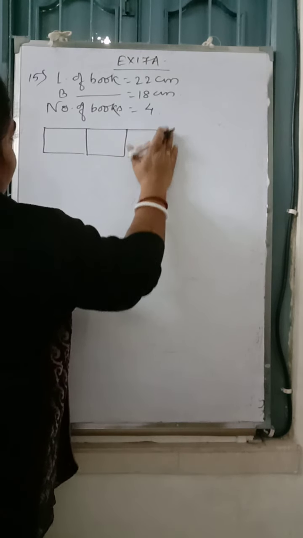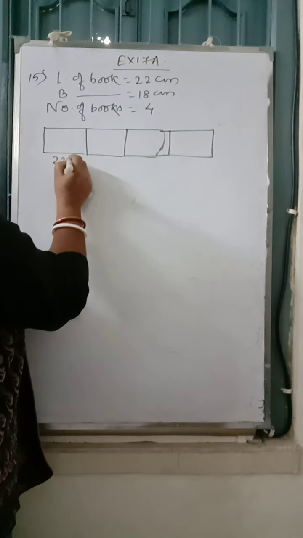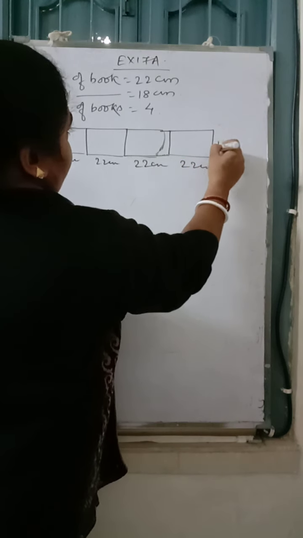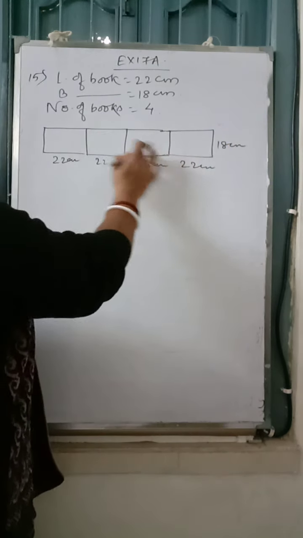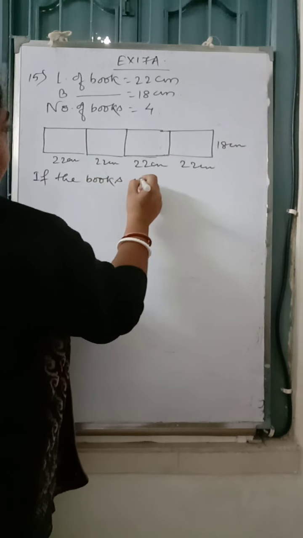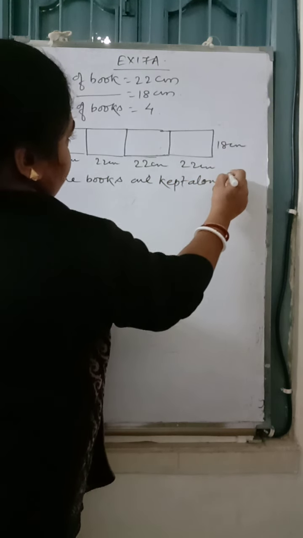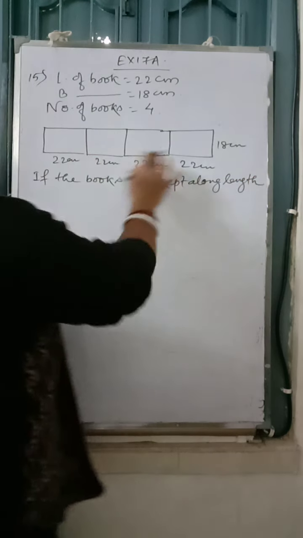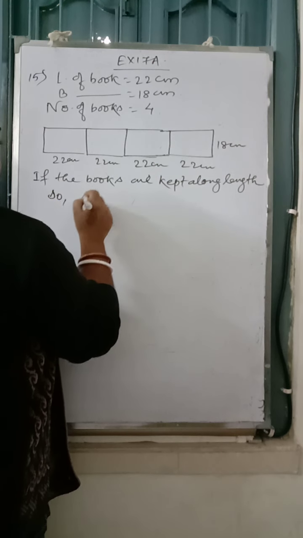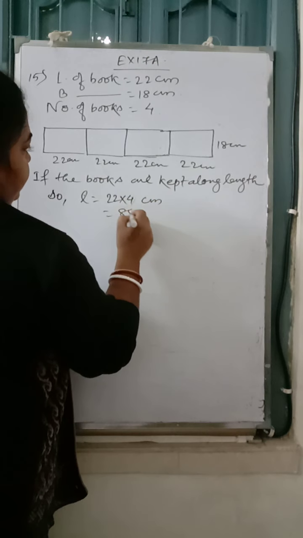Just for example, these are the 4 books. She is keeping them along the length. So this is 22 centimeter, this is 22 centimeter, this is 22 centimeter and this is 22 centimeter. But the breadth remains as it is. If the books are kept along length, the length of the rectangle formed is increased. So the length is equal to 22 into 4 centimeter, 88 centimeter.